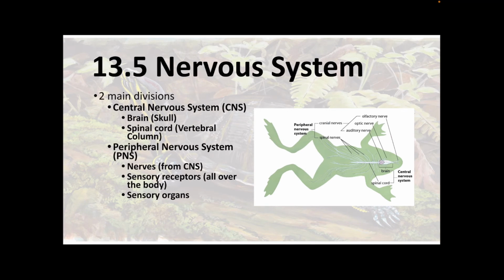Okay, now we have to talk about the nervous system. The nervous system has two main divisions: the central nervous system, also abbreviated as CNS, and the peripheral nervous system, also known as the PNS. So what is the central nervous system? It has the brain, which is protected by the skull, and the spinal cord, which is basically your spine, and your spinal cord is protected by your vertebral column. Your spinal cord runs through your vertebrae, or your vertebral column, so it protects it.